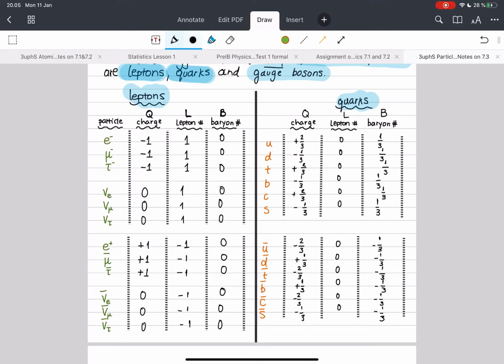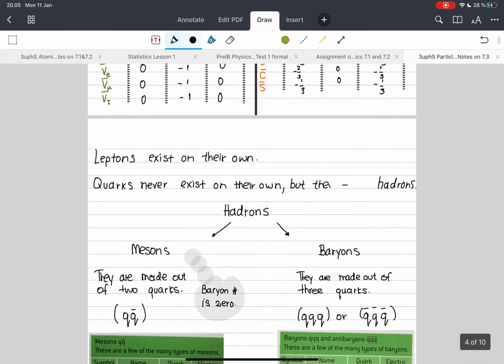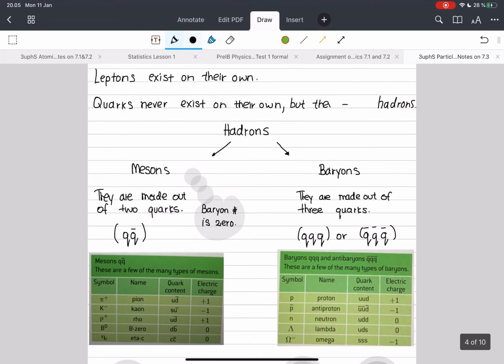Now, leptons do not come together to form other particles. However, quarks come together to form other particles. So leptons exist on their own. Quarks never exist on their own. But they make up hadrons.